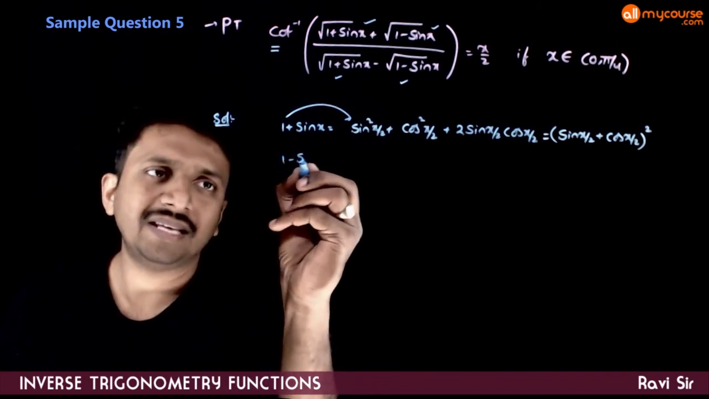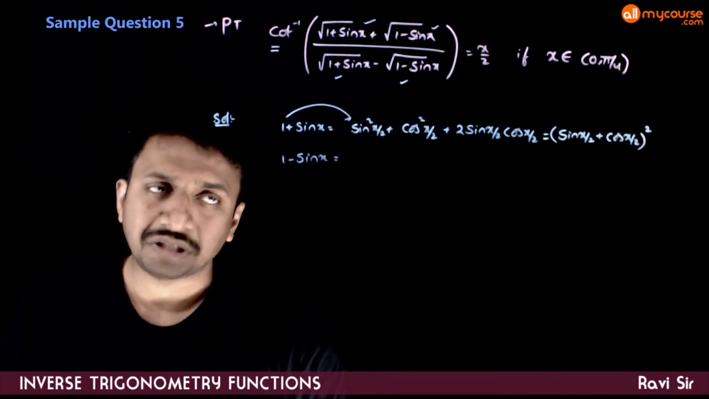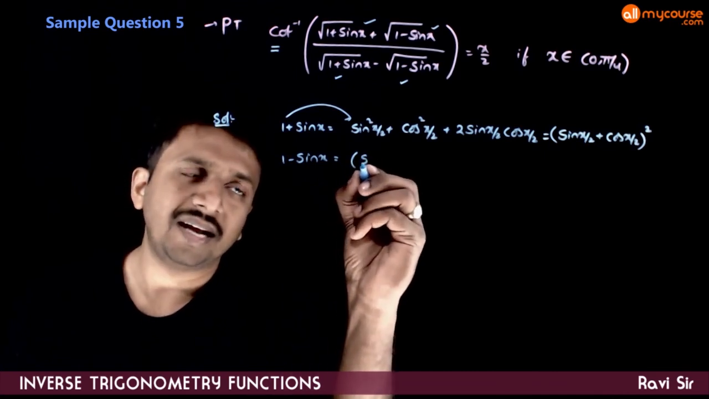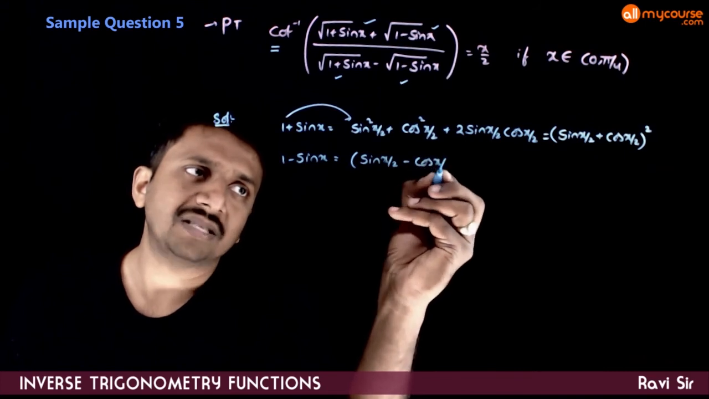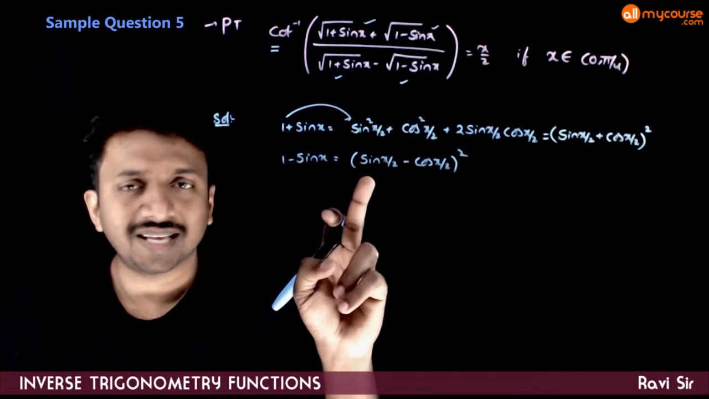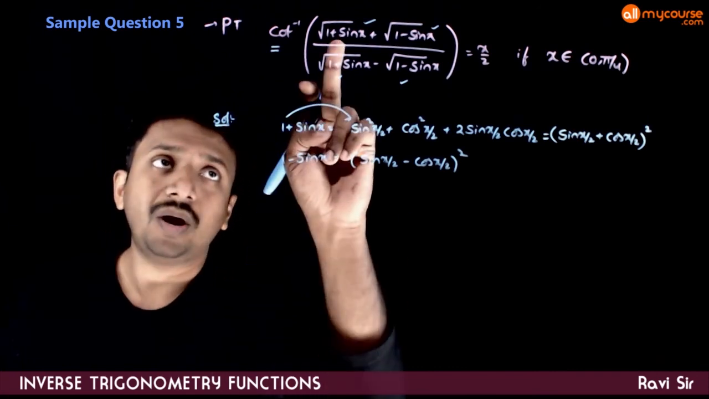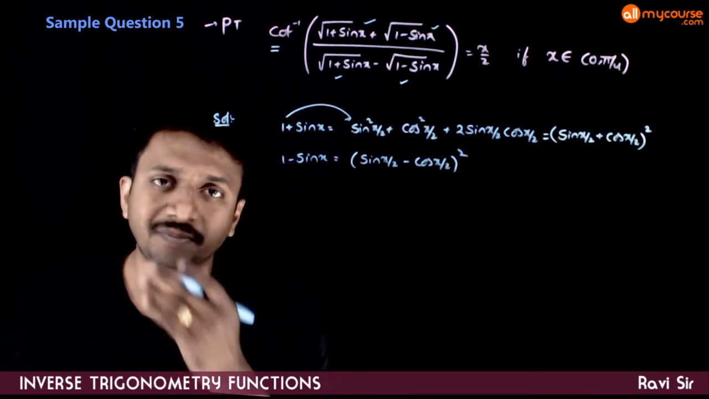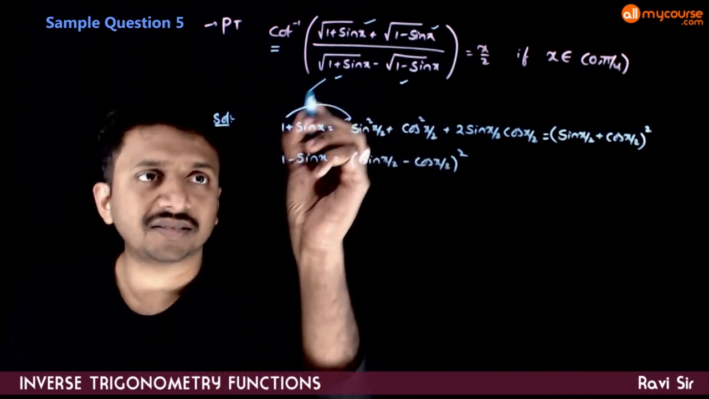Similarly, 1 minus sin x, by using the similar simplifications, you can write it as (sin x by 2 minus cos x by 2) whole square. Now, what is root of 1 plus sin x? So, let us try to simplify what is there inside this.